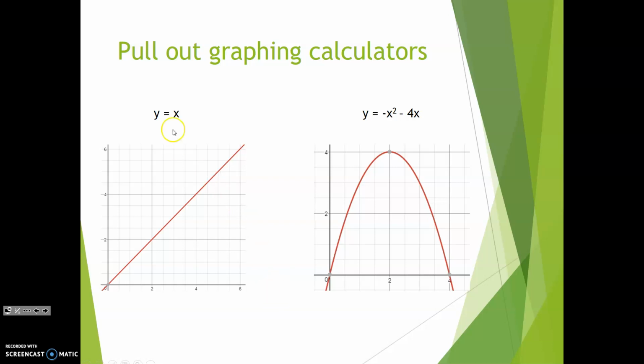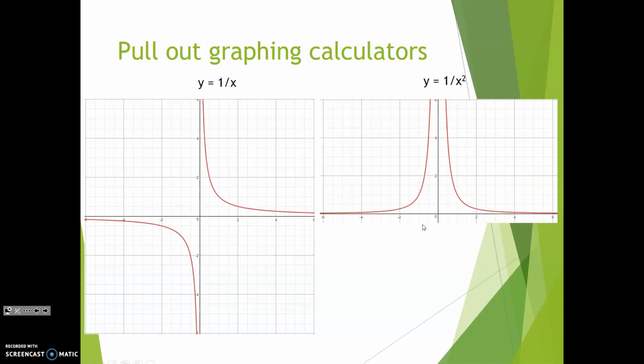So if we just put in y equals x, you get this line, a nice straight line. We call this a linear representation, and it's just a nice line. Nothing special there. If you do y equals negative x squared minus 4x, you get this negative parabola going up and down. There is nothing new. You should have seen these in your math class.